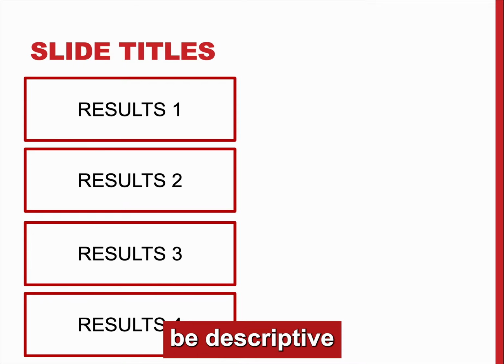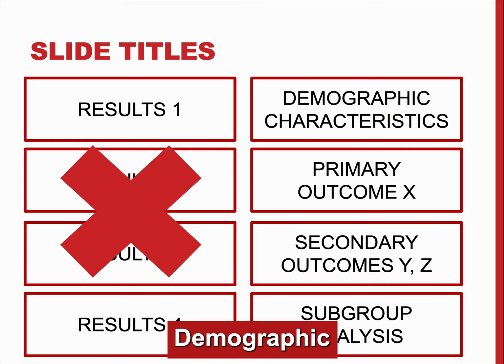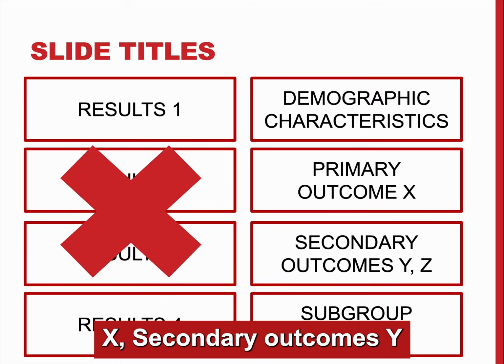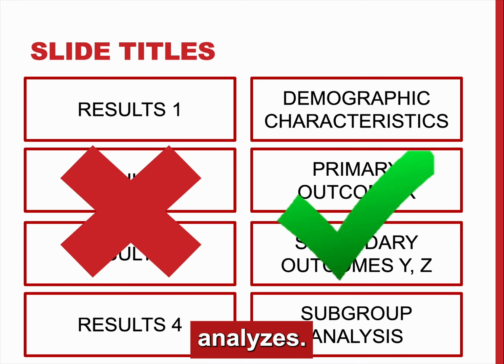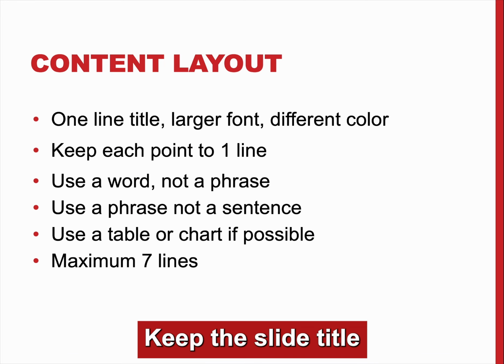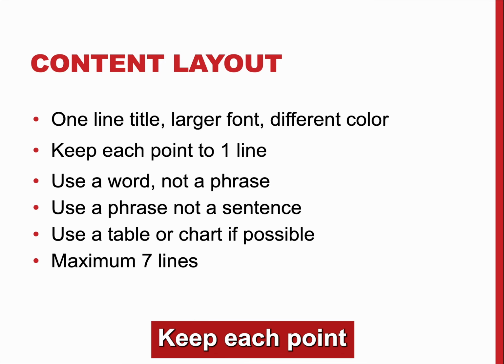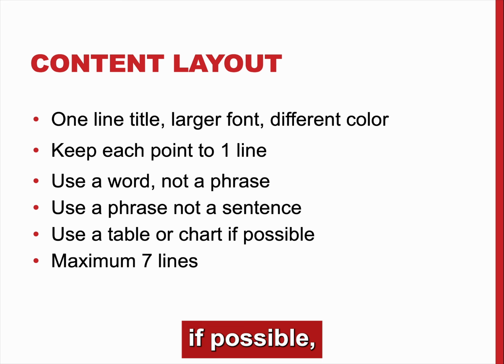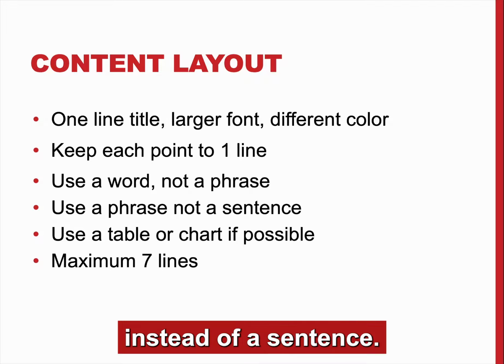Slide titles should be descriptive and not simply numbered. Instead of Results 1, 2, 3, and 4, use demographic characteristics, primary outcome X, secondary outcomes Y and Z, and subgroup analyses. Keep the slide title to one line in a larger font and different color. Keep each point to one line if possible, in a font of at least 20 points and a maximum of 7 lines per slide. Use a word instead of a phrase and a phrase instead of a sentence.